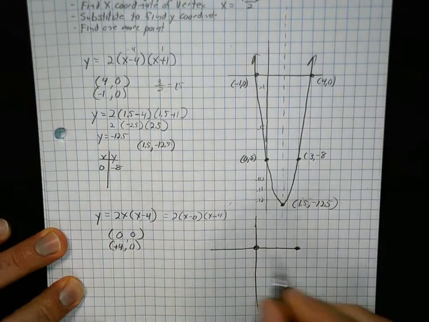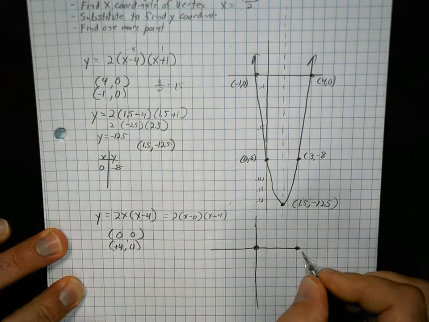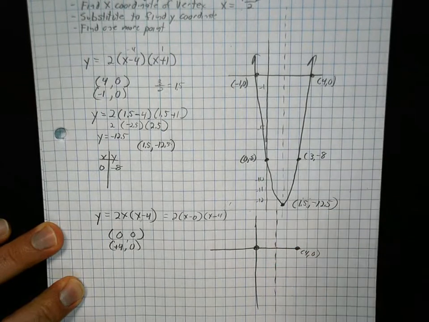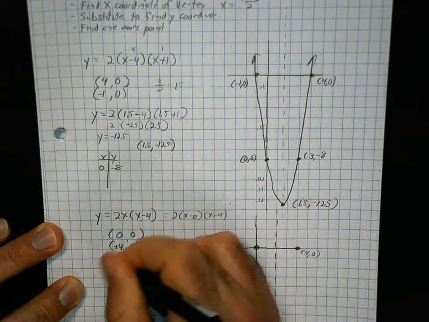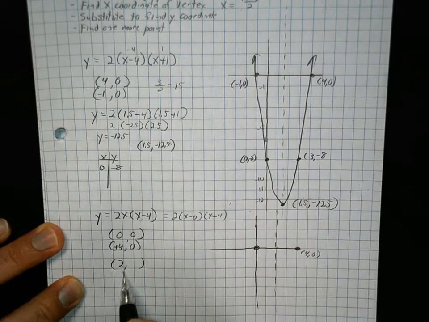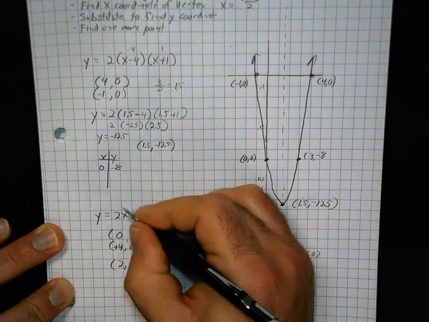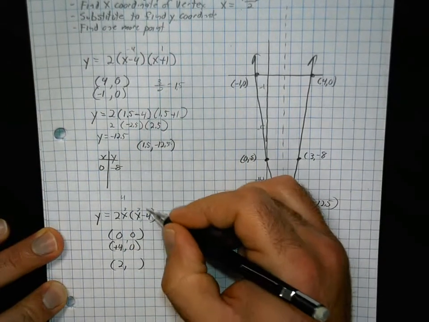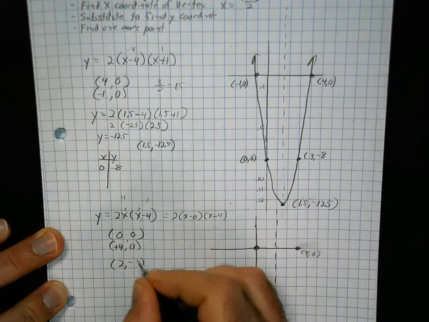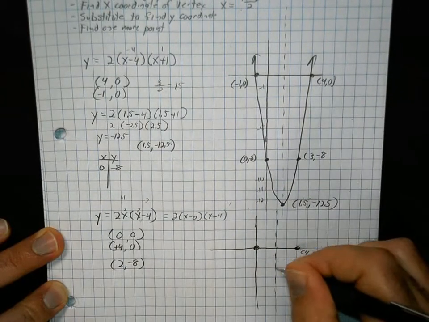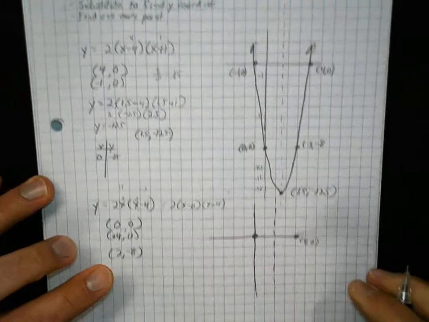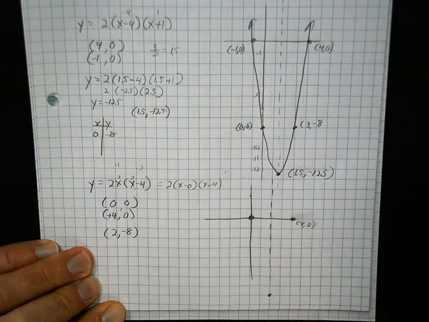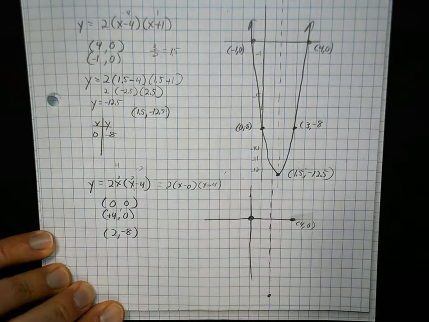So we know this is a little easier to find out what's in between 0 and 4. It'd have to be 2, right? 2 something. So my vertex is at 2 something. If I plug 2 in there, 2 times 2 is 4, and then 2 minus 4 is negative 2. 4 times negative 2 is negative 8. Barely fits there. So that's my vertex.